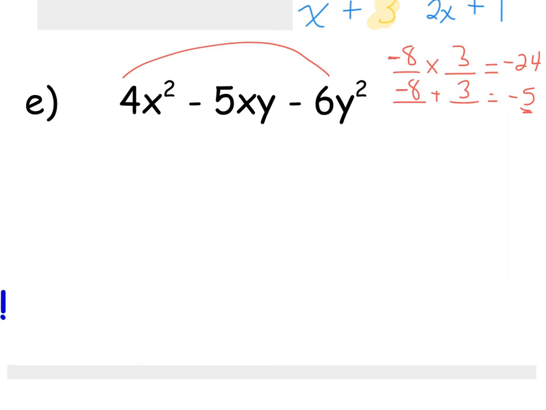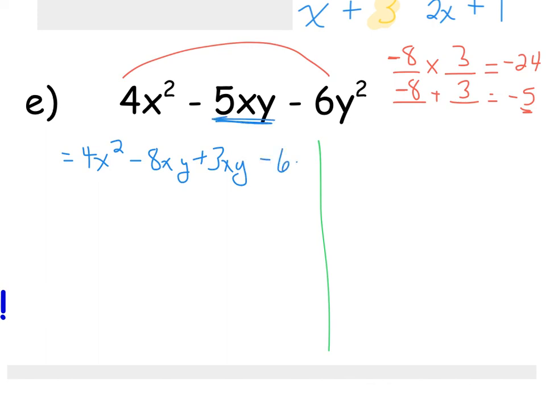All right, so I again want to do this both methods, so feel free to fast forward if you did not do the decomposition method. So I'm going to break up my middle term. So 4x squared minus 8xy plus 3xy. And notice that it's an xy because my middle term was an xy. Okay, and then I have minus 6y squared.